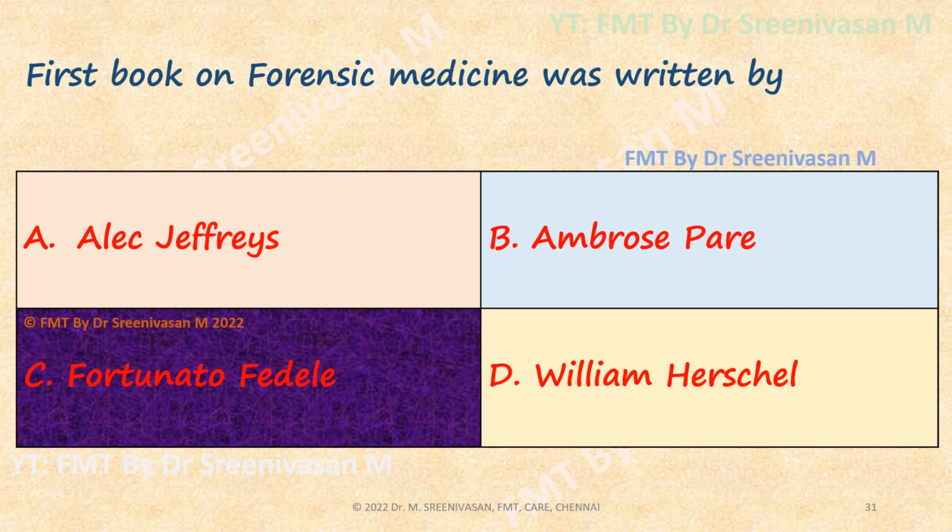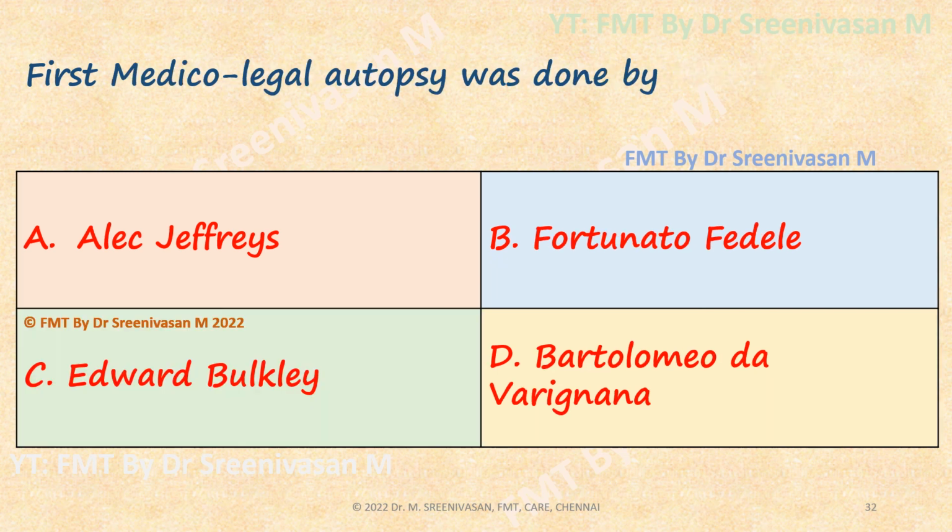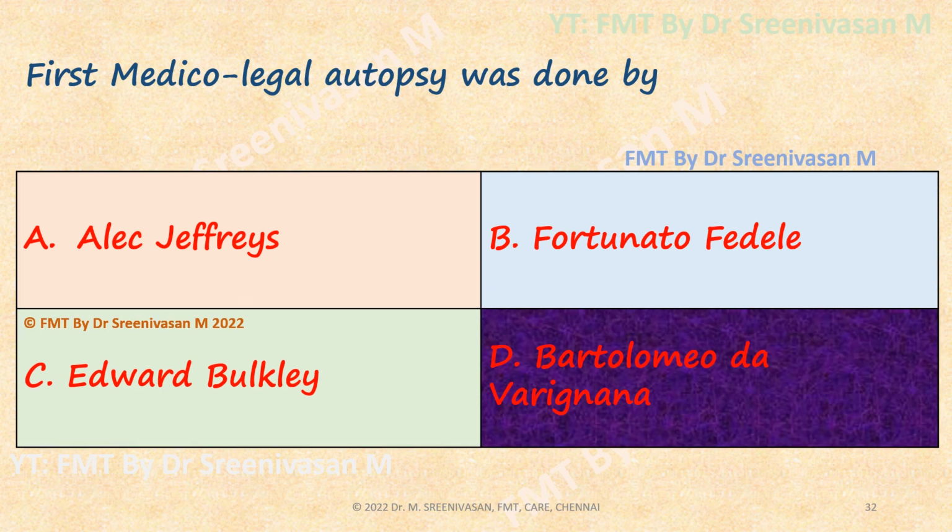Whereas Alec Jeffreys is the one who is a pioneer in the field of DNA fingerprinting or DNA profiling for identification purposes. He is the one who developed DNA profiling. First medical legal autopsy was done by: Alec Jeffreys, Fortunato Fedele, Edward Bulkley, Bartolomeo da Varignana. So Bartolomeo da Varignana is the first one. Later in India, if they specifically ask, we have to go for Edward Bulkley. Generally, if they ask, it is Bartolomeo da Varignana only. Fortunato Fedele is the one who wrote the first book on forensic medicine.